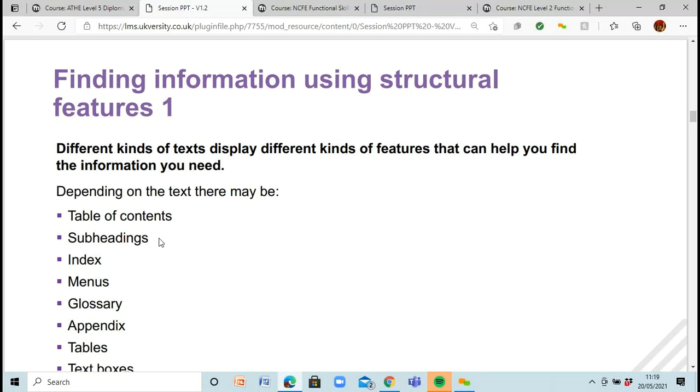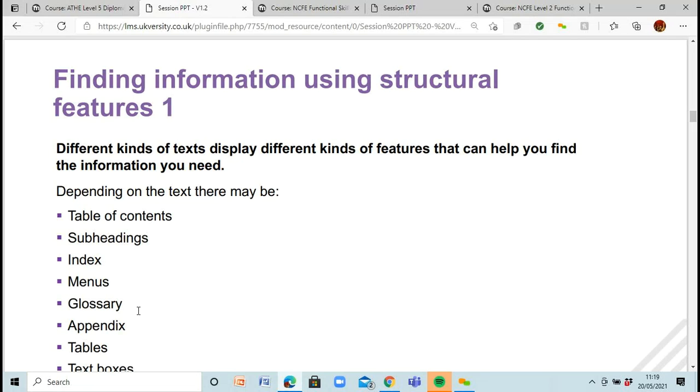Then you might have subheadings. You might have an article that you're looking at, and it might be about COVID. There might be a section about COVID itself in general. Then under it might be a subheading that says infection rate, and then another subheading saying vaccination. Under those subheadings will be information. You could have an index. That's similar to a table of contents. It just gives you an idea of where things are. You can have a menu.